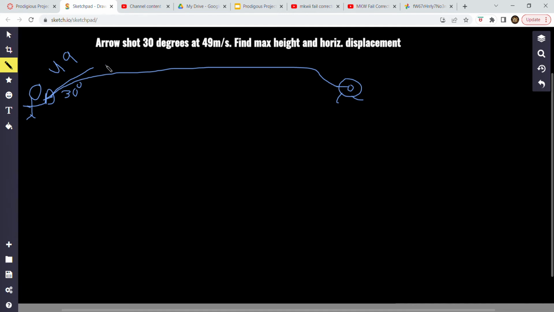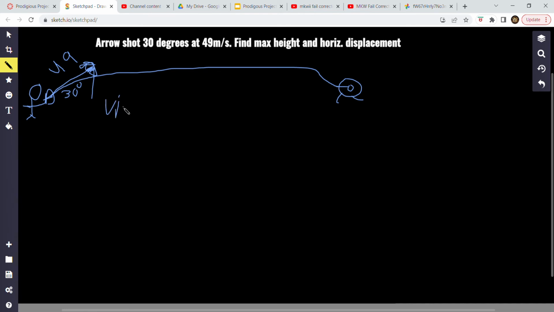And what it's asking for is how far away is the target, and what is the maximum height reached by the arrow. So first, we need the delta y value, and since it's upwards, we're going to draw a vector arrow over here. And it's a 30-60-90, so instead of using the sine of 30, we can just use 1/2 the hypotenuse.